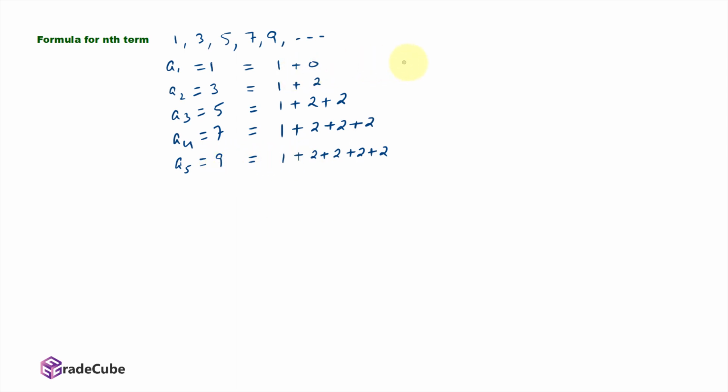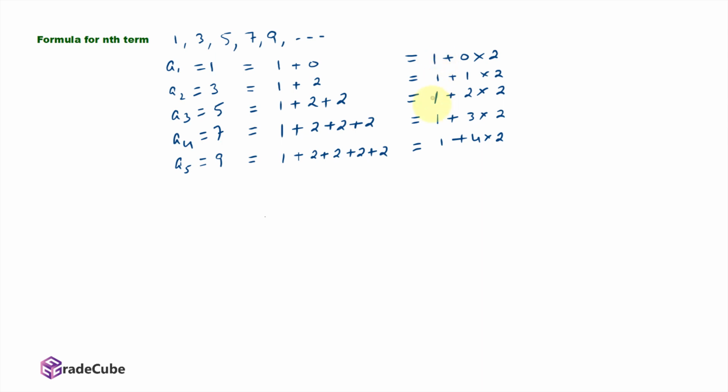If I write these terms in another format, then this becomes 1 plus 0 multiplied by 2. From where this 2 came will be discussed later. Then again 1 plus 1 multiplied by 2. This is 1 plus 2 again. Now 1 plus 2 multiplied by 2, because there are two 2's. Similarly 1 plus 3 times 2. 1 plus 4 times 2.